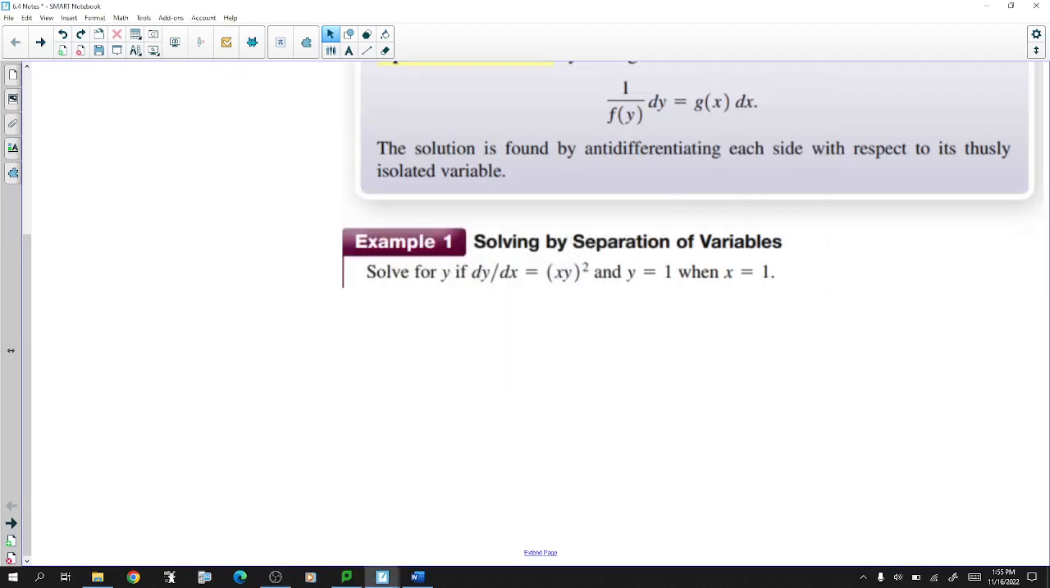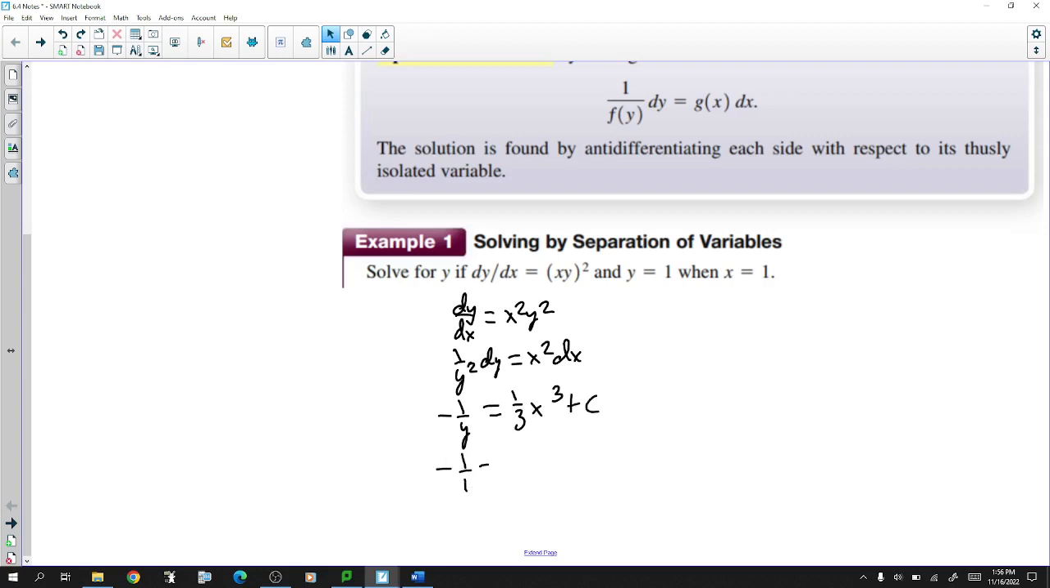This section starts out with a topic that we're pretty familiar with. It's separation of variables. So we have dy/dx is equal to x squared y squared, 1 over y squared dy is x squared dx. And then we integrate, so that's negative 1 over y is equal to 1/3 x to the third plus c.